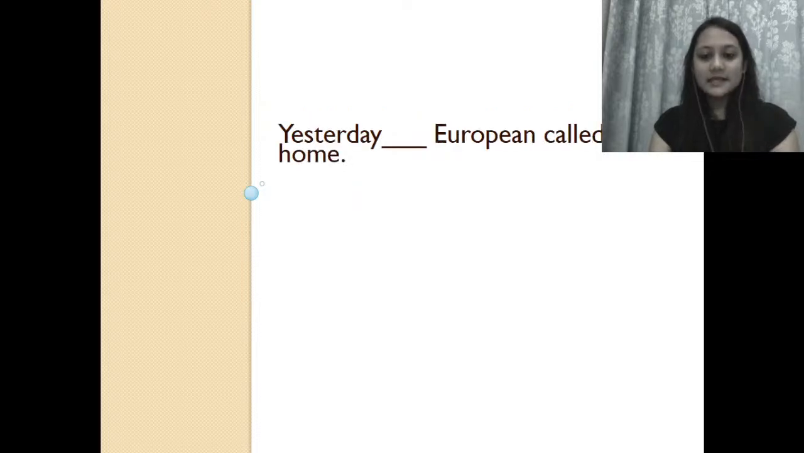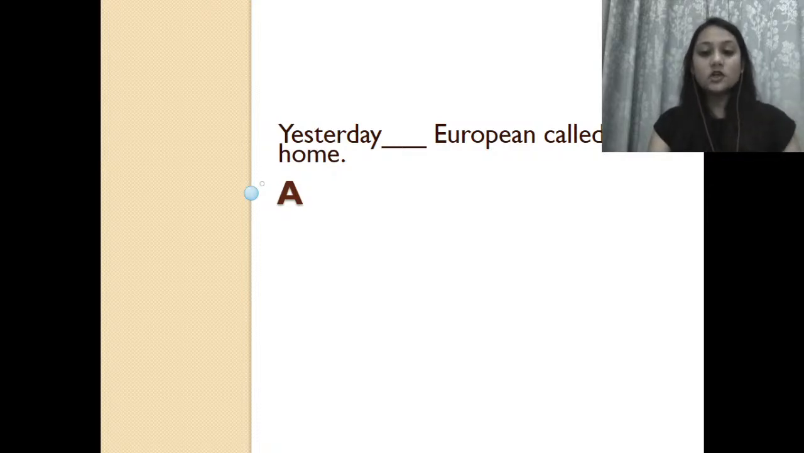Second question. Yesterday, oops, I just told you about European, right? Oh, it's right here. All right. Yesterday dash European called at my home. So one of the Europeans called at your home. What do you think the answer is going to be? As I've already told you, you have to go with the sound, with the pronunciation. It's not about whether the word begins with a vowel, but it is all about sound.